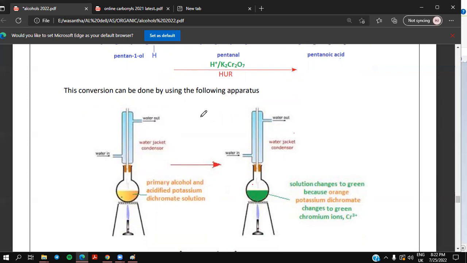This condition is called heat under reflux. When you put all the necessary things and heat here, it will go to a green solution. The green solution is because it has chromium 3+ ions. From where is the chromium 3+ ion coming into this? From potassium dichromate. So when you go on allowing this reaction, it goes on heating.